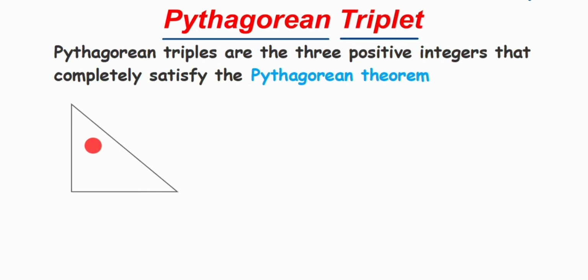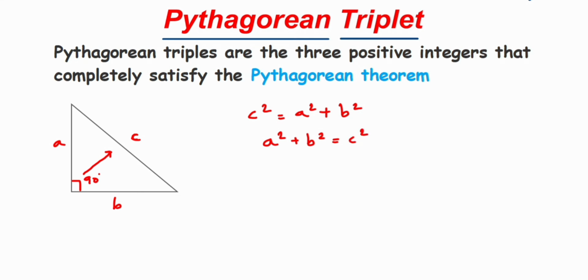So I have taken here a right angle triangle, and we know that this is 90 degrees. The opposite side will become the hypotenuse, which let me take as C. This whole side I'm taking as C, and let me take the height or the altitude as A and the base as B. According to the Pythagorean theorem, C square is equal to A square plus B square. Rewriting this, A square plus B square is equal to C square. So any 3 numbers which satisfy this, A square plus B square is equal to C square, are called a Pythagorean triplet.